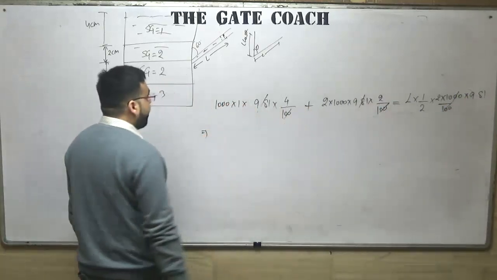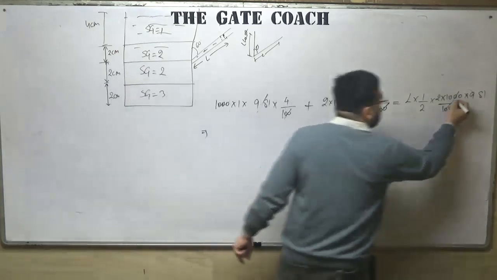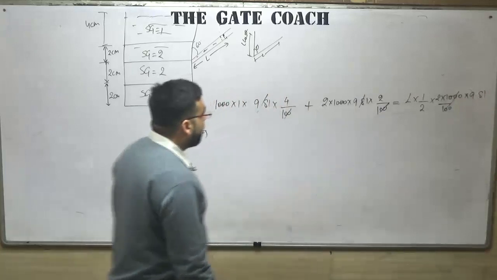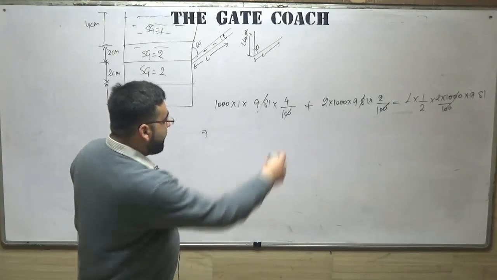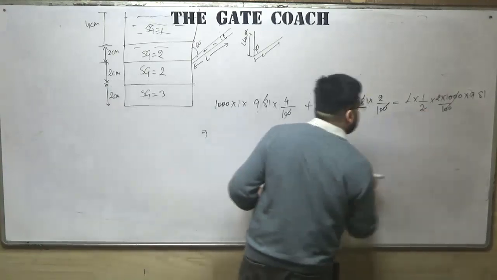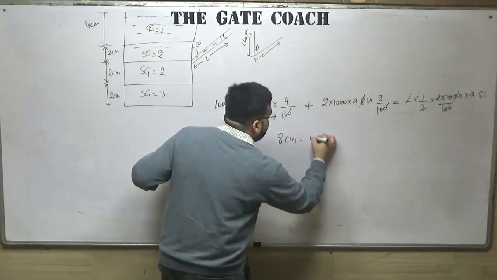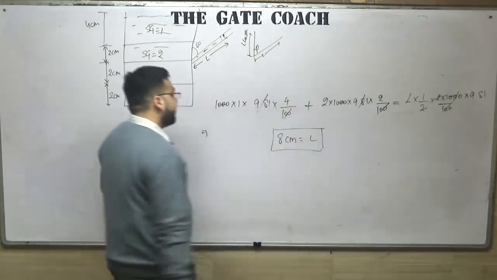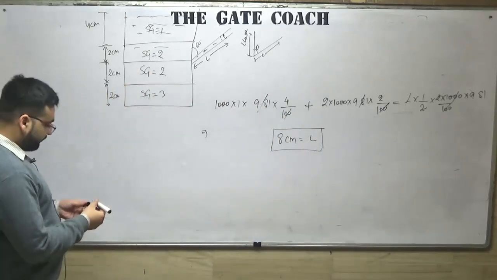If you solve it, the 1000 and 1000 get cancelled out, the 9.81 and 100 also cancel. It will be equal to 4 plus 4, and the 2 will get cancelled out, so it will be 4 plus 4, that is 8 centimeter. So 8 centimeter will be equal to L. So 8 centimeter is the correct answer to this question. Very easy question, not a difficult question.